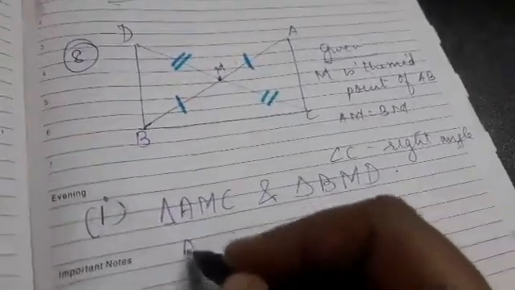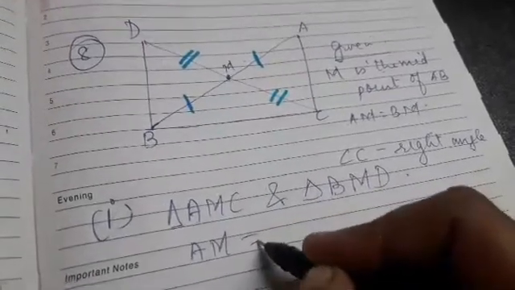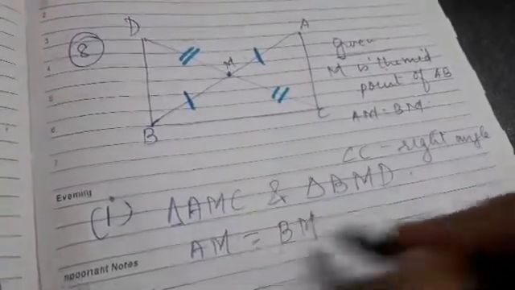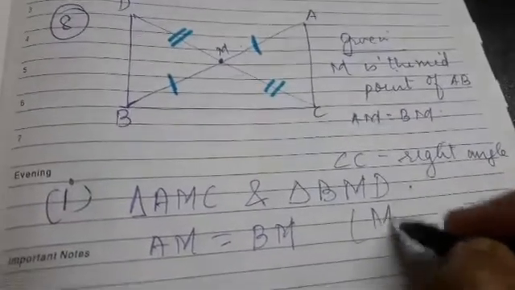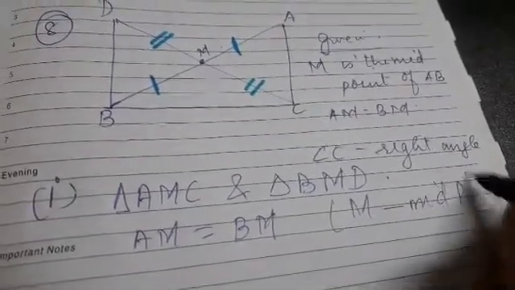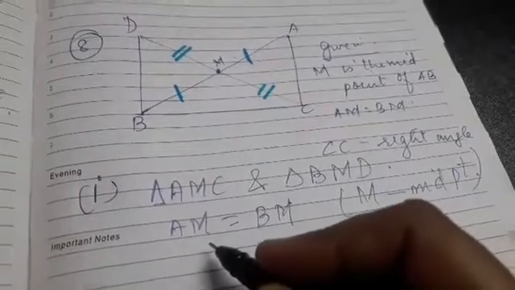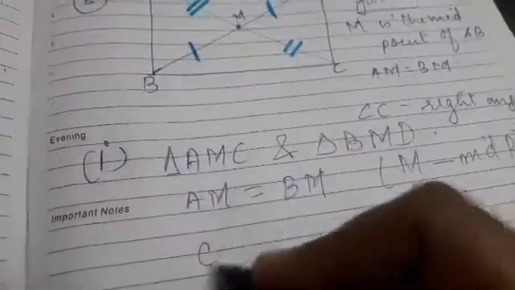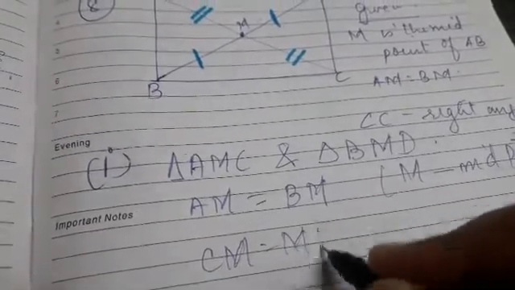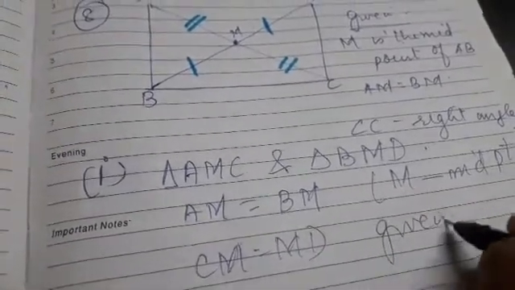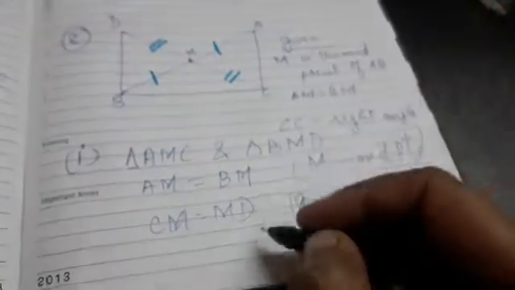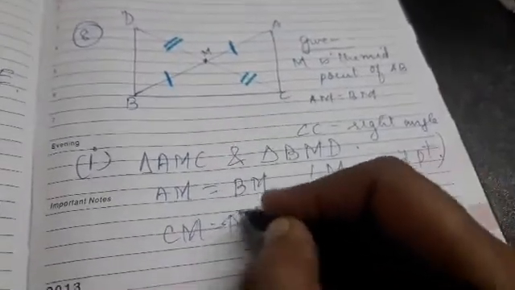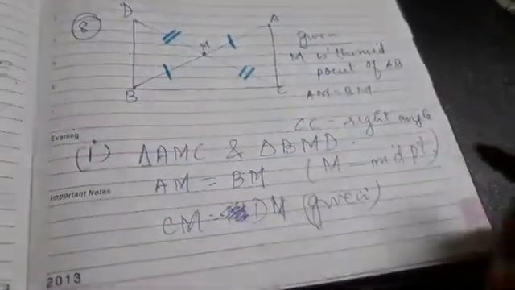Right, AM is equal to BM. Reason will be what? M is a midpoint. Then CM is equal to MD, given. Okay, you can write CM is equal to DM or CM is equal to MD, both are correct. If you want, I can write DM also. I'll cut this according to the book.